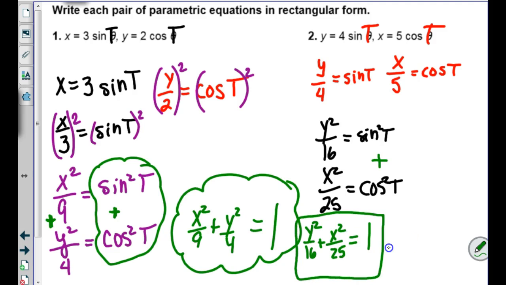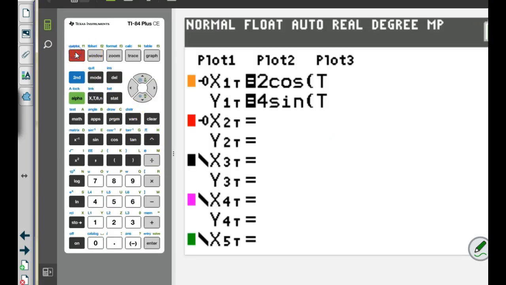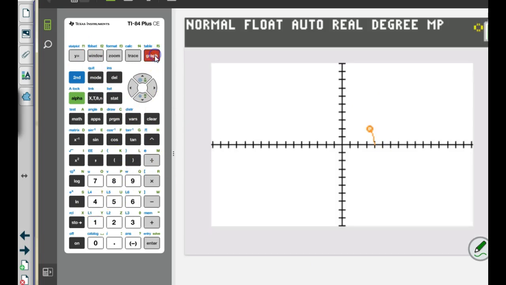Anybody know how we could make it a circle? Instead of 4 and 5 here, what could I do? Any number that's both the same, okay? Yeah, so on my one I have typed in my calculator right now, if I made these both 4, then when I graphed it, it would be a perfect circle because it's going out 4 in each direction.